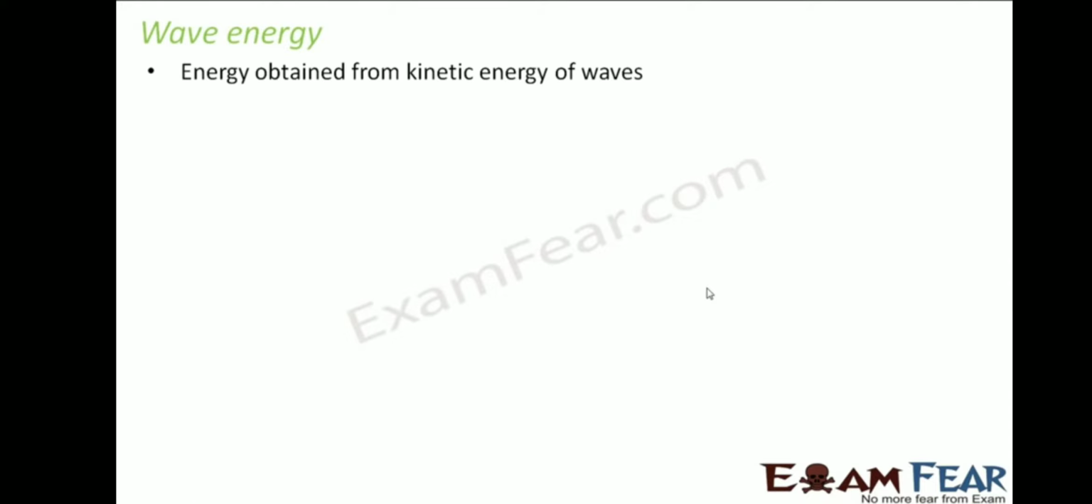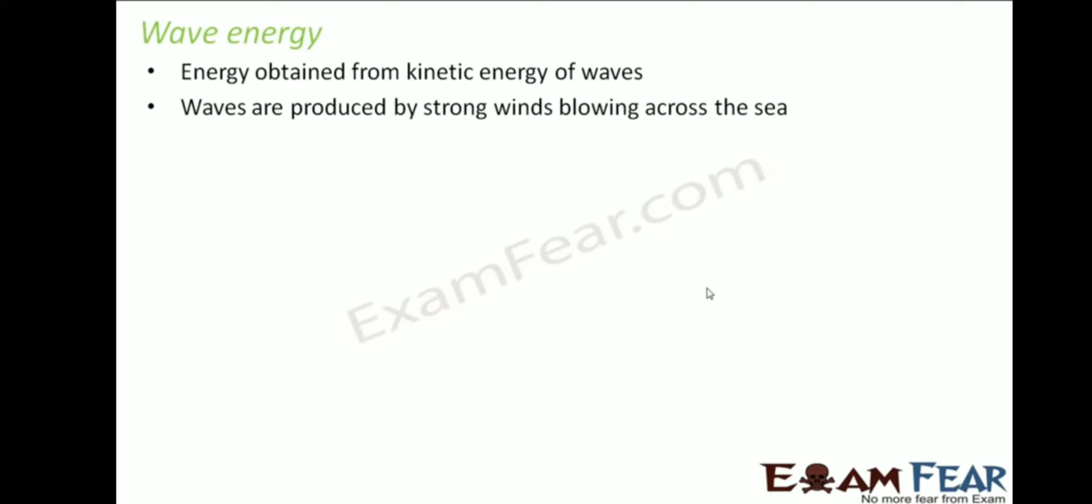It is the energy obtained from the kinetic energy of waves. When I'm talking about wave energy, it is nothing but the rise and fall which we see of water on the surface level, right? The waves occur because of the wind blowing on the surface of the ocean. So the larger the speed of the wind, the more would be the energy of the waves, right? So this energy is obtained from the kinetic energy of the waves. Waves are produced by strong winds blowing across the sea.